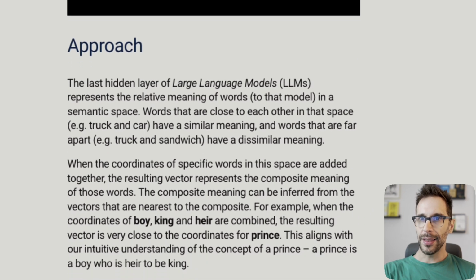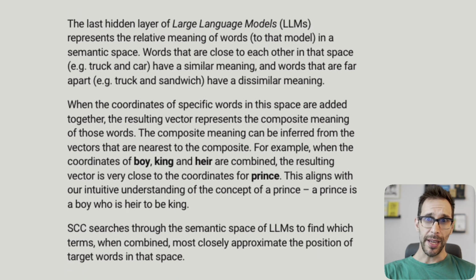The last hidden layer of large language models represents the relative meaning of words to that model in a semantic space. Words that are close to each other in that space, like truck and car, have a similar meaning. Words that are far apart, like truck and sandwich, have a dissimilar meaning. What about related words? Like, for example, truck and bumper. I guess that would be close. Truck and wheel, truck and guns. It gives you a sense. Things that belong together are roughly coded together. They're physically located together in that space.